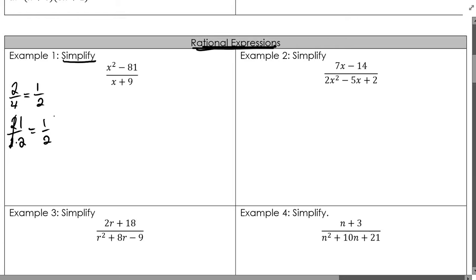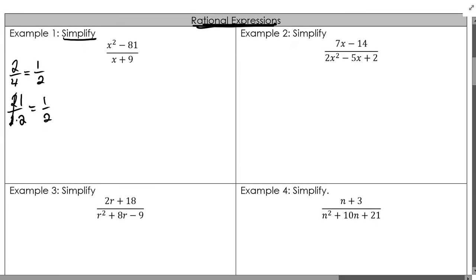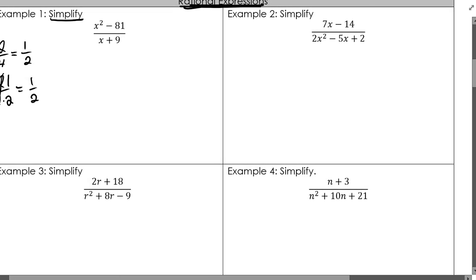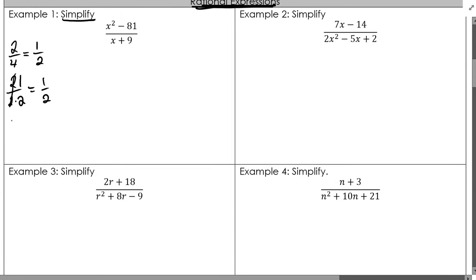We can do that with variables as well, so go ahead and write this down. x squared over x to the third. What is x squared equivalent to? Well, x squared means x times what? x times itself. What would x to the third power be? x times x times x.